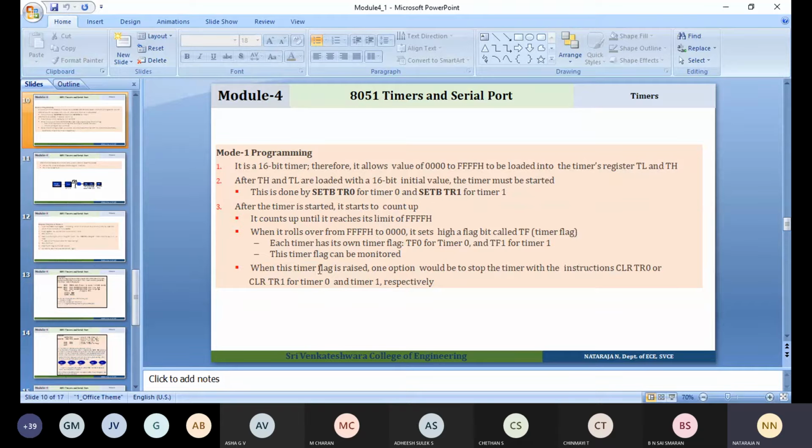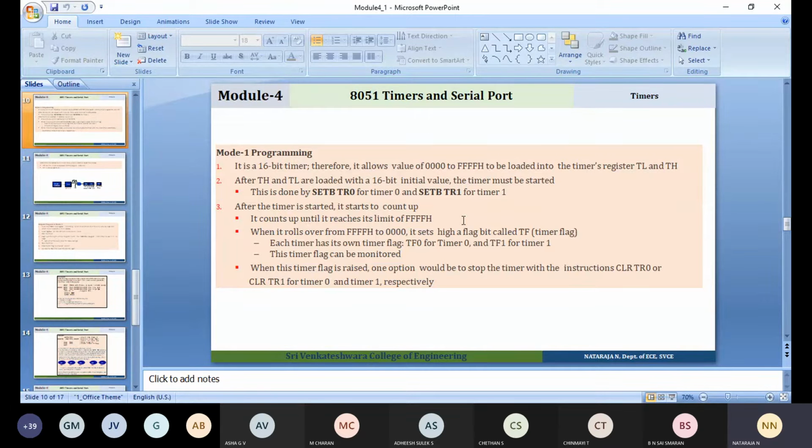The meaning is the count starts from 0000 to FFFF. Once we start the counter, it starts counting from 0000. Once it reaches FF, automatically it comes back to 00. Once it reaches FF and comes back to 0, at that time the timer flag, that is the TF flag, will be set. Each timer has its own timer flag, that is TF0 for timer 0 and TF1 for timer 1.